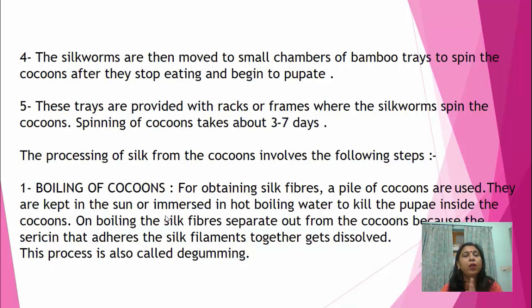Now the processing of silk. Once the cocoons are formed, what are cocoons? The pupa which are covered with silk fiber. These are cocoons. That means the pupa is living. For taking out silk thread, these cocoons are boiled or they are kept in sun. So the first step in the processing of silk from the cocoons is the boiling of cocoons.